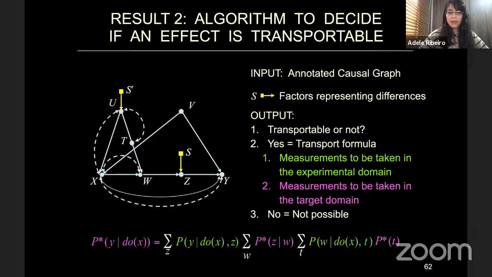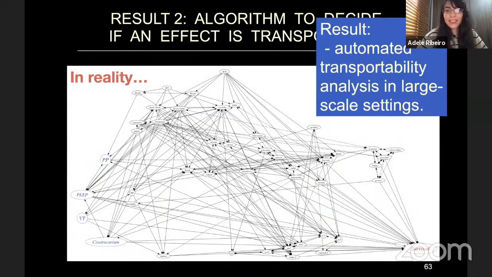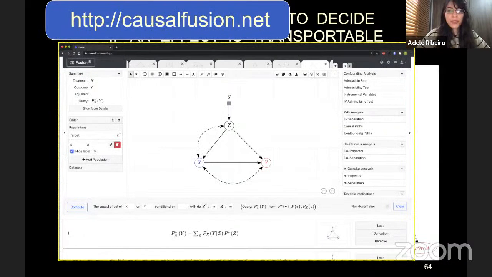This is really helpful. This is what we have in reality. So this is one of the applications we are currently working on. It's about a disease in the lungs. So we have all these factors, all these phenotypes. We have genotypes as well. How can we compute the effect here of a drug on the survival of the patient by considering this very complex causal diagram? We need an automated transportability analysis for these large scale settings. In Causal Fusion, we have the transportability analysis as well.